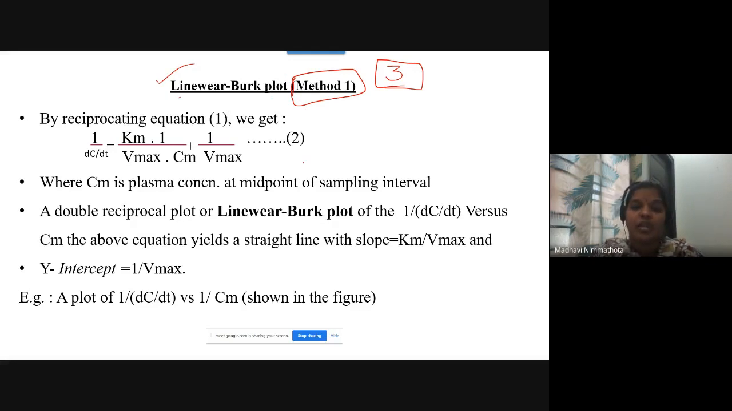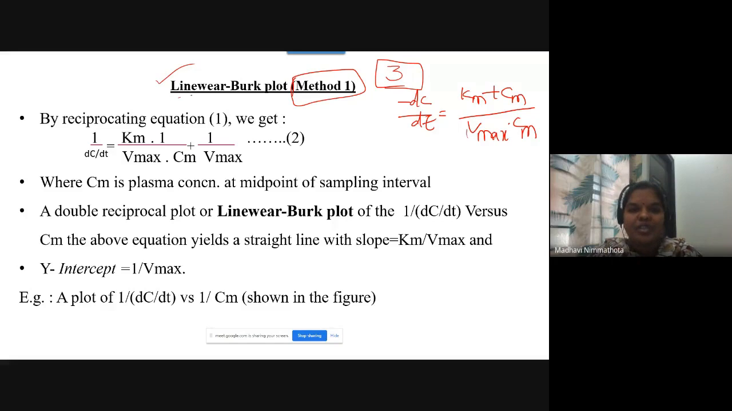For getting this equation 2, first you can write the equation 1. What is that equation 1? dC by dt is equal to Vmax into Cm divided by Km plus Cm. First you can write this equation. Okay, so this is the classic Michaelis-Menten equation, which is utilized to derive alternative methods for estimating Km and Vmax.